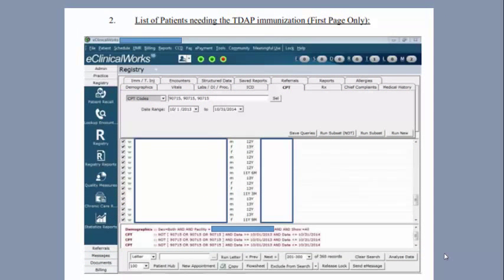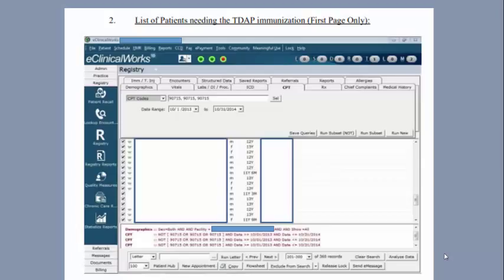This is from a practice that used eClinicalWorks, and they used a registry. If you look in the middle of the page, it's a little faded, they looked at the CPT codes for an 11-year-old well visit for children, and they narrowed the age range to 11. What they were trying to do was find all their 11-year-olds who had missed their 11-year-old well visit. And then they produced the list.